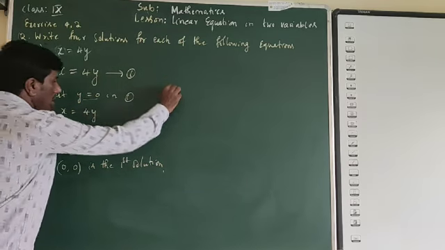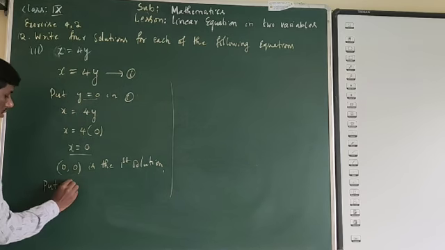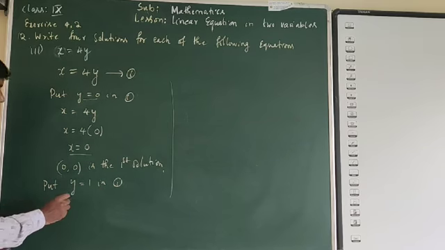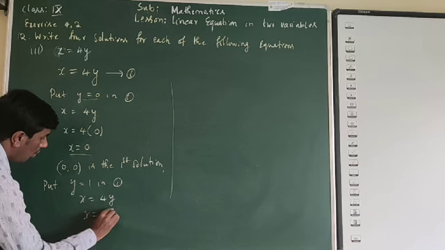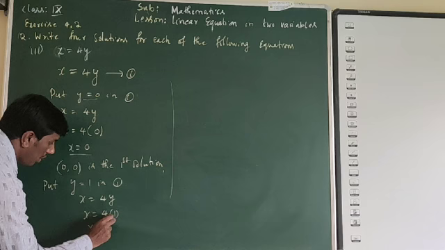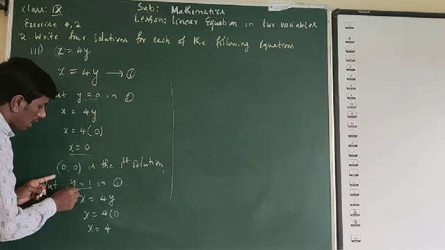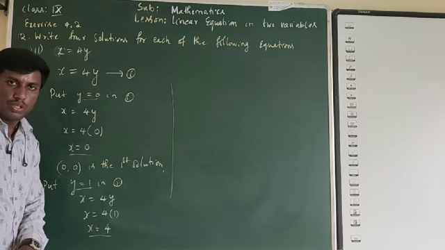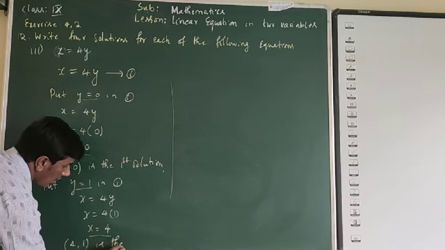Then for the second solution, put x is equal to, I'm sorry, not x, put y is equal to 1. Put y is equal to 1 in equation 1. What is equation 1? x is equal to 4y. So x is equal to 4, and for y I need to substitute 1. Now x is equal to 4 into 1, which is 4 only. So if I place y is equal to 1, I am getting x is equal to 4. So (4, 1) is the next solution. (4, 1) is the second solution.